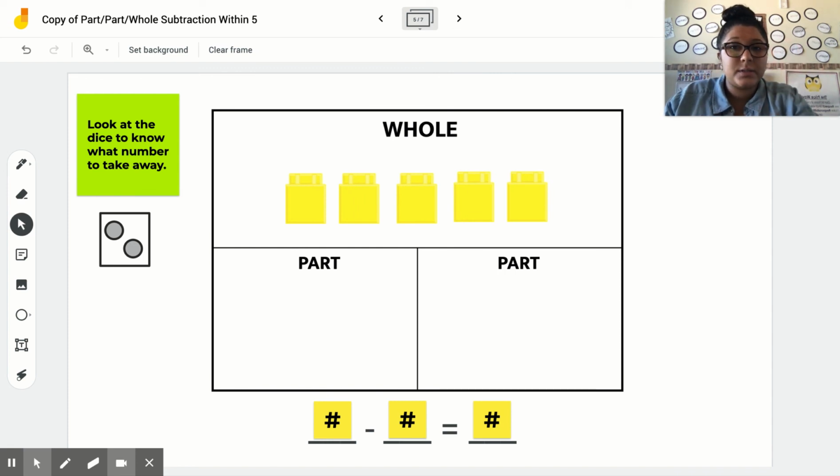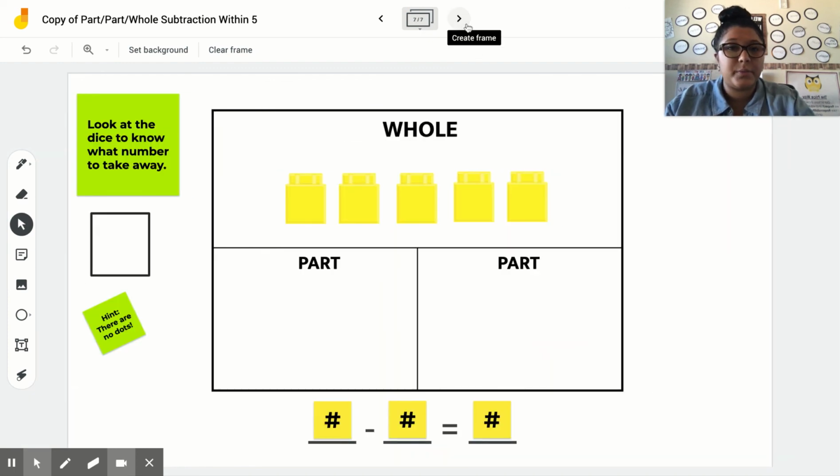You have some other things that you are going to have to do in the Jamboard, okay? So remember, look at this dice so that you know what to take away. It's very important, okay? This is where you're going to know how to make your problem, okay? Same thing here. Look at that number.